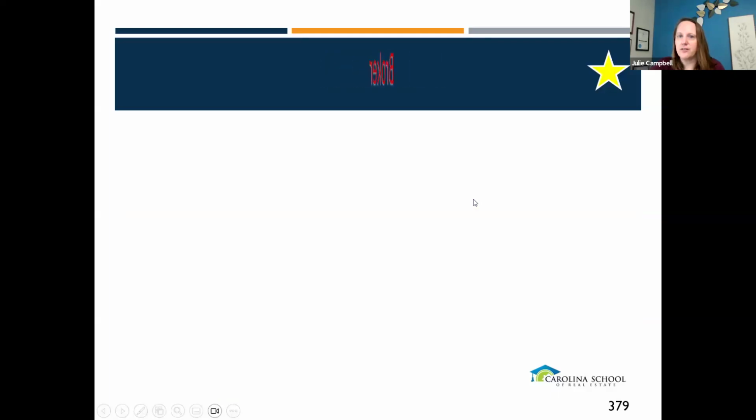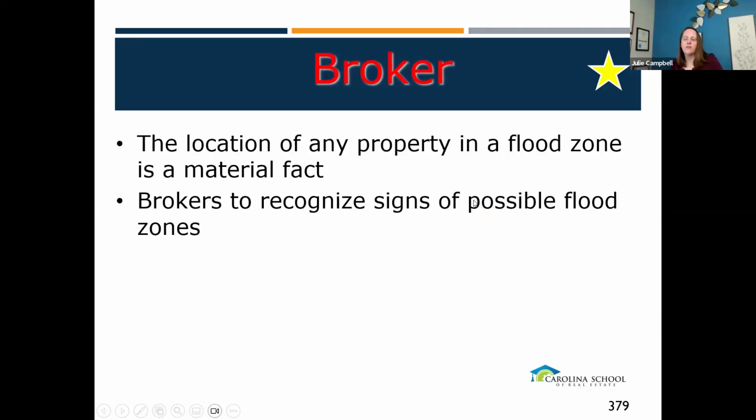So with flood insurance, what do we need to know? We can look for red flags. So do we look at the map every time? Well, maybe, but can't we also look for red flags? What are some red flags we're looking for?